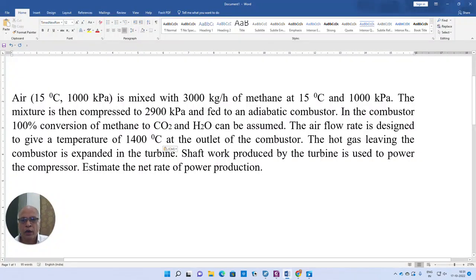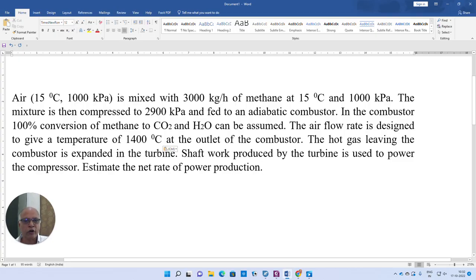Good morning. In this session, I would like to demonstrate energy balance calculations involving a combustion reaction. For example, you can see air at these conditions is mixed with 3000 kg per hour of methane at 15 degrees centigrade and 1000 kilopascals. The mixture is compressed and then fed to an adiabatic combustor.